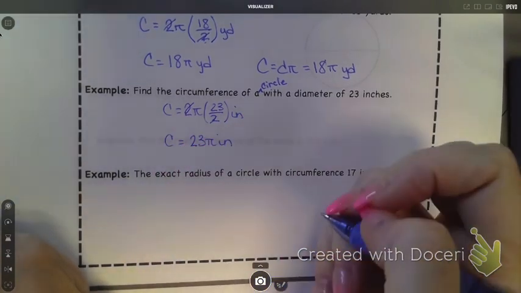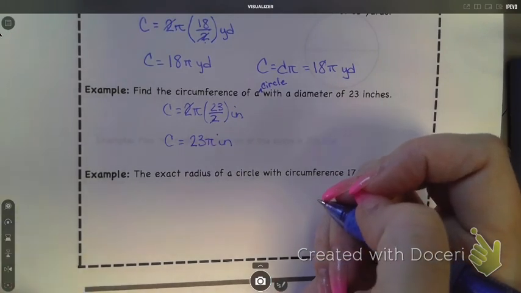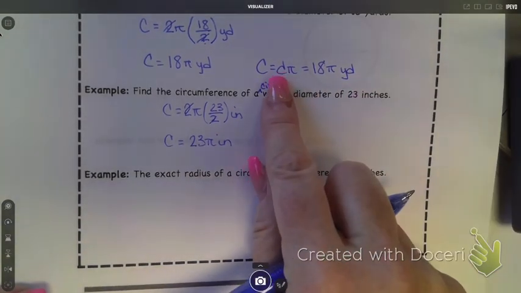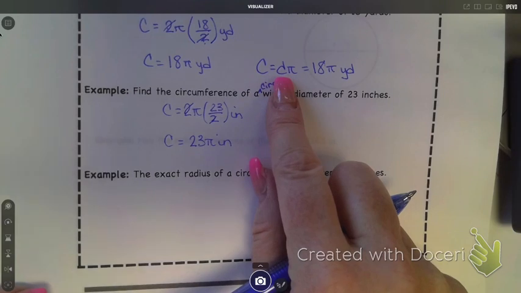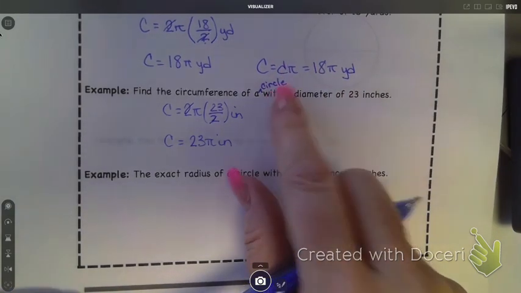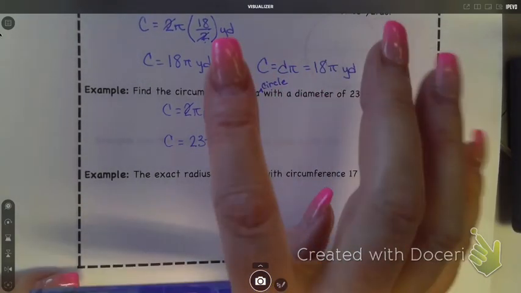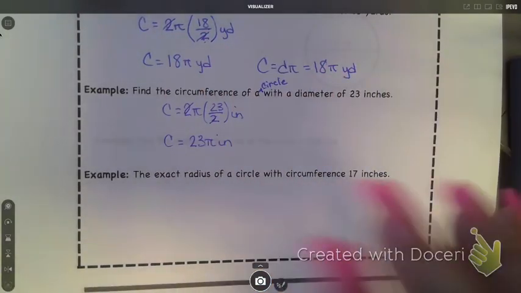Do you have 23 pi inches? Yes. Okay. Did you just use the C equals D pi? Yeah. Okay. If you did, great. So again, I'm not going to put these on the board. You're going to have to know them, so you decide what you want to know.